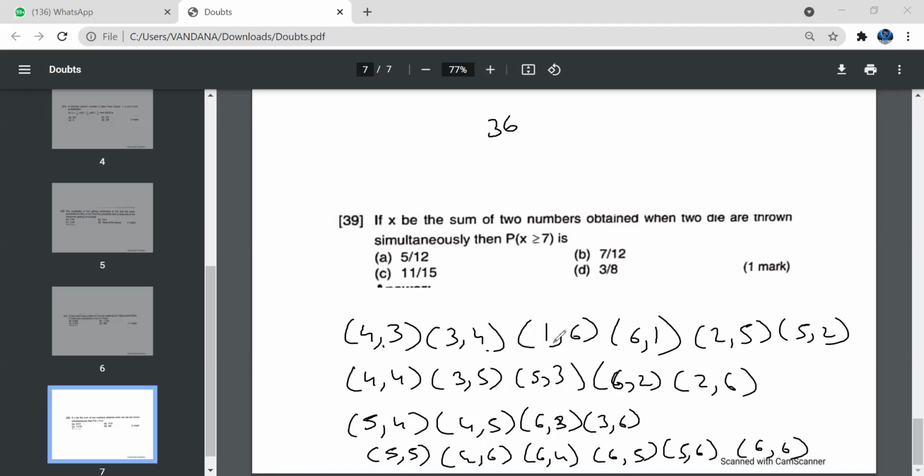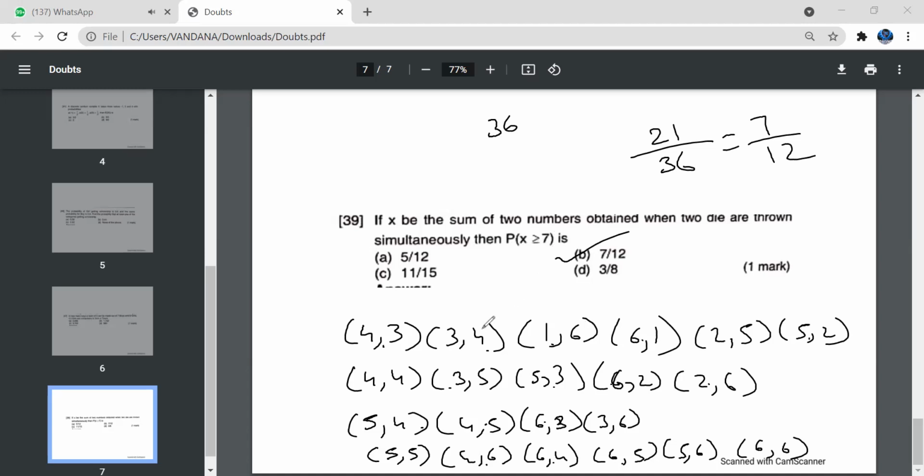How many options? 1 2 3 4 5 6 7 8 9 10 11 12 13 14 15 16 17 18 19 20, 21. So that will be 21 by 36 or 7 by 12. You want probability that x should be greater than or equal to 7.